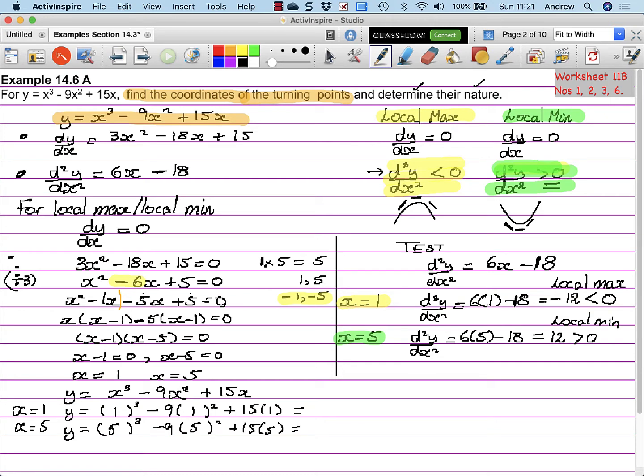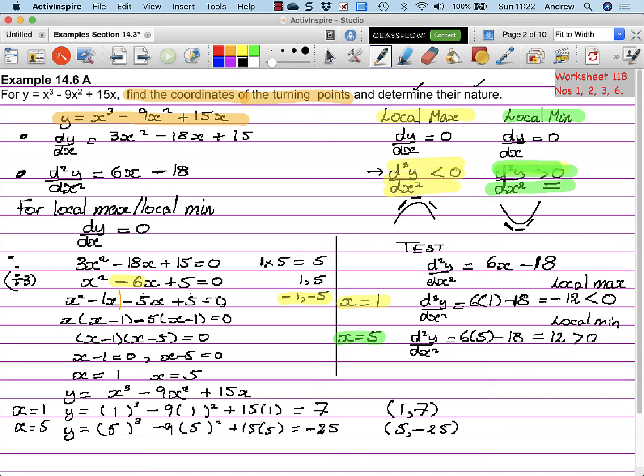Now, you could pause the video at this point and you could reach for your calculator and you need to work this out. When you work out the first one, you get a value of 7. And when you put 5 as an input number, you get a value of minus 25. So the input number was 1 and the output number was 7. And for this one, the input number was 5 and the output number is minus 25.